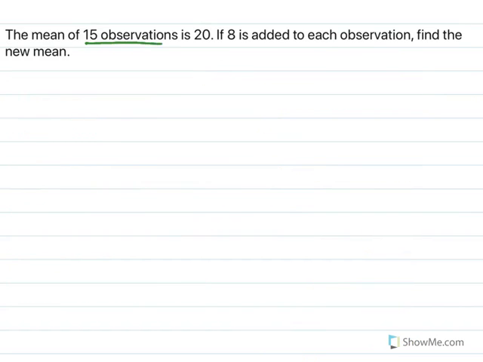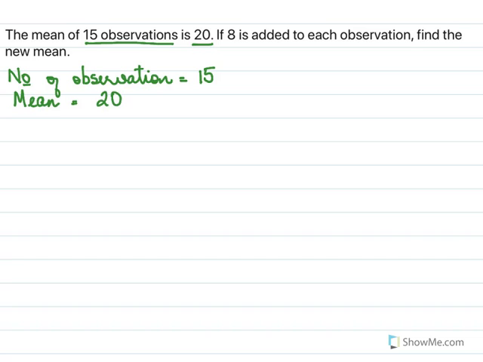The mean of 15 observations is 20. Number of observations equal to 15. Mean is 20. So we know the formula for mean: sum over number of observations, and in this case the mean is 20.